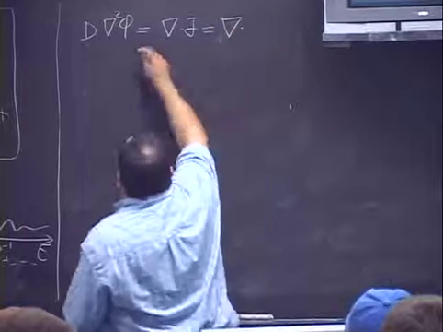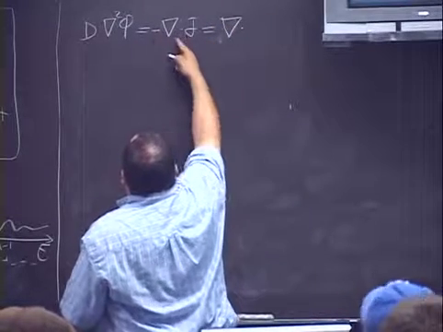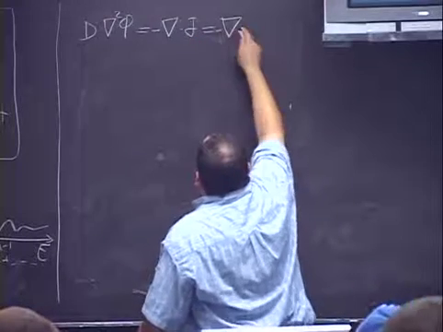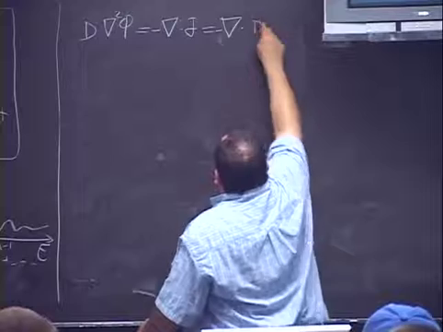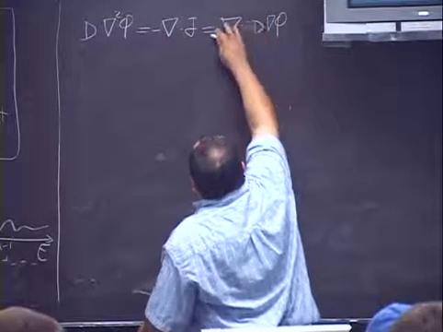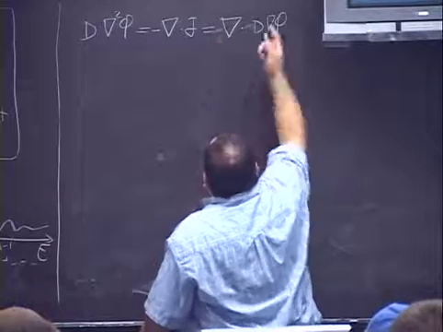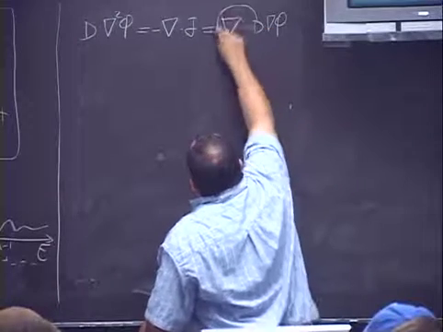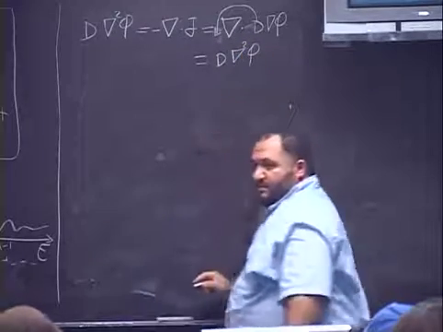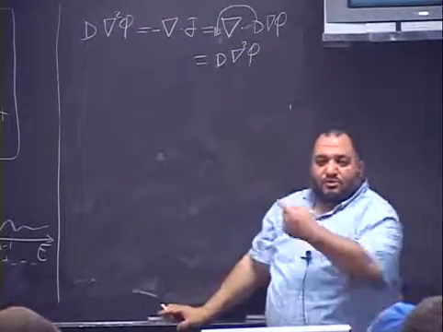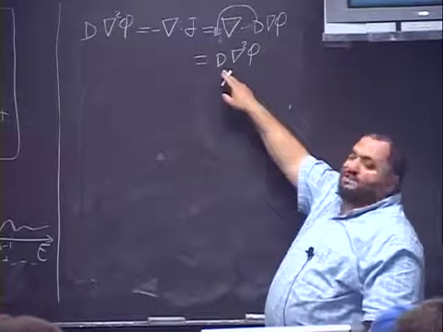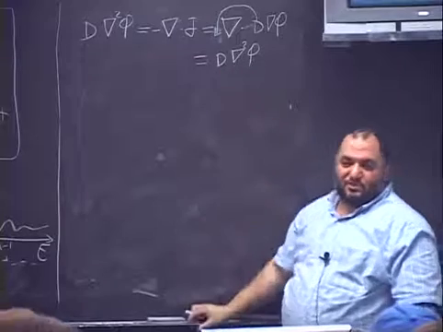So the leakage actually was negative divergence of J. J is what? Negative D grad phi. So if D is constant, we can take D outside, and this gives us D nabla squared. As one of the assumptions to solve and simplify, we said D is constant with respect to space.